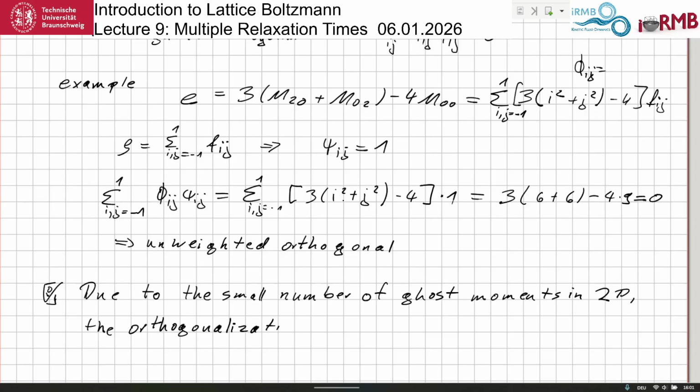Okay, so this has little effect. And this is different in 3D. Okay.